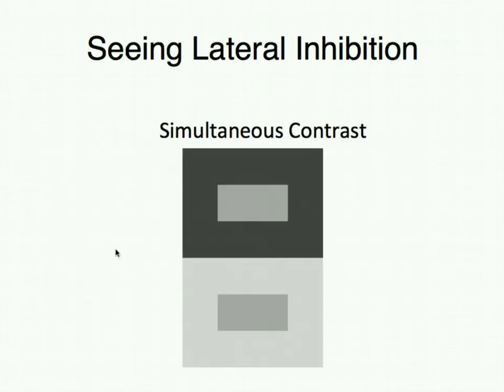And similarly, in simultaneous contrast, this square over here tends to look a bit lighter than this one, which looks darker. The idea is that because this is dark over here, it's not producing as much inhibition as this one over here, which, because it's light, is producing a stronger response from the photoreceptors and is producing inhibition to its neighbor.